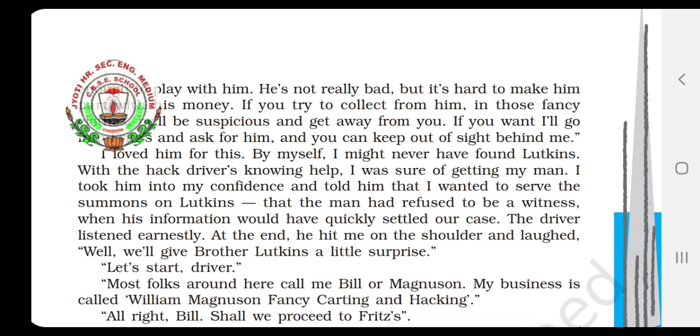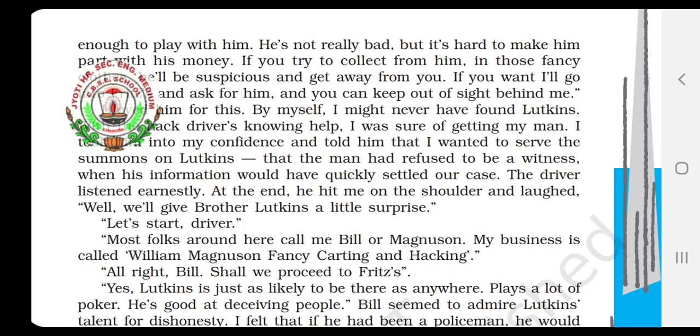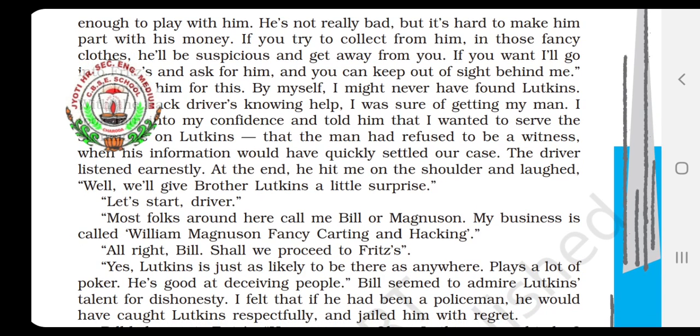So all this matter, that hack driver was listening very earnestly, carefully, very intently, very seriously. And at the end of the talk, that hack driver hit the narrator's shoulder in a friendly way, and laughed. And then he said, well, we will give Brother Lutkins, come on, no problem, we will give Lutkins a little surprise now. And let's start, driver. So the narrator was very happy that he had got one of the best friends in the form of that hack driver to find Oliver Lutkins. So he said, okay, let's move.